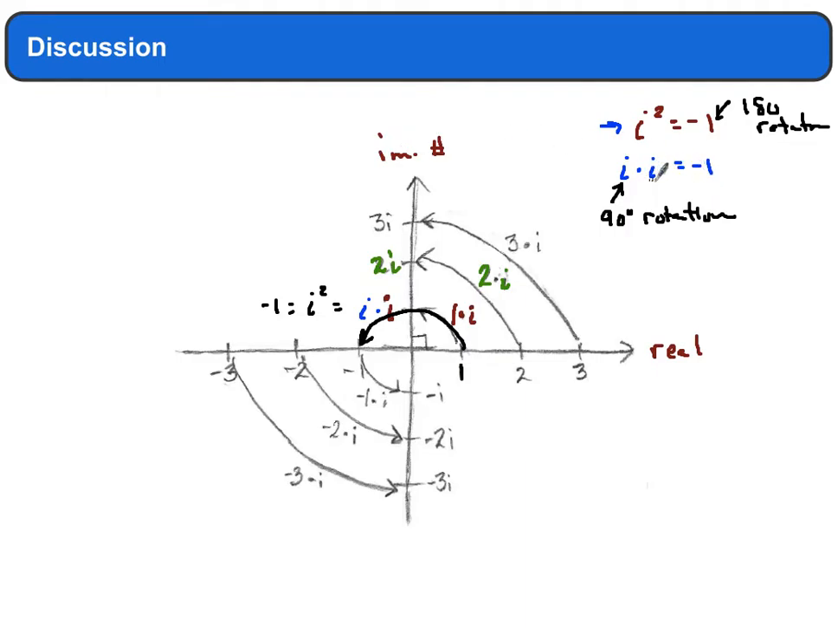Now, if you stop and think about it, a 90-degree rotation and another 90-degree rotation gives you 180 degrees, which is this -1 right here, a 180-degree rotation. So every time you multiply by an i, you have another 90-degree rotation along the axis, and so we bounce between the real to the imaginary, back to the real, down to the imaginary, and then back to the real again.